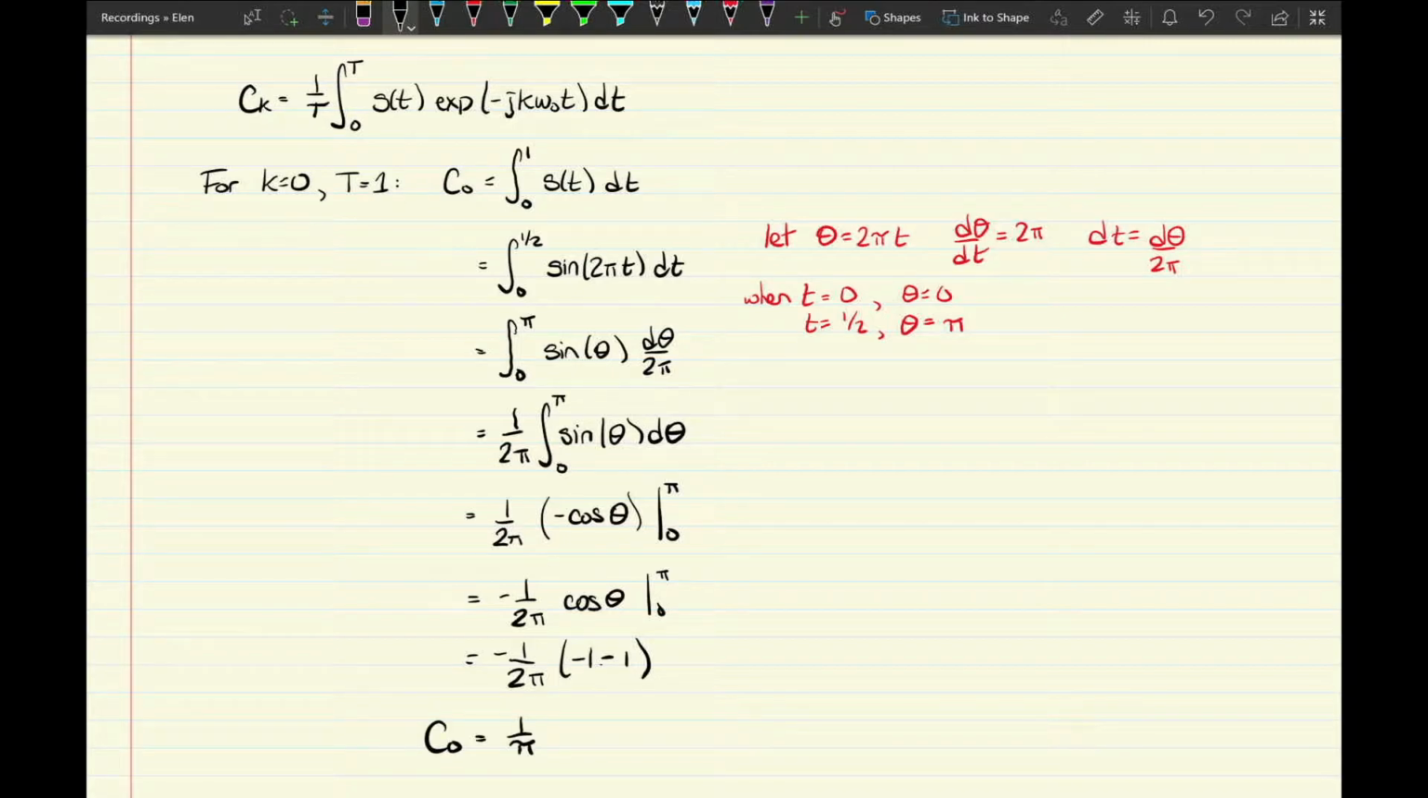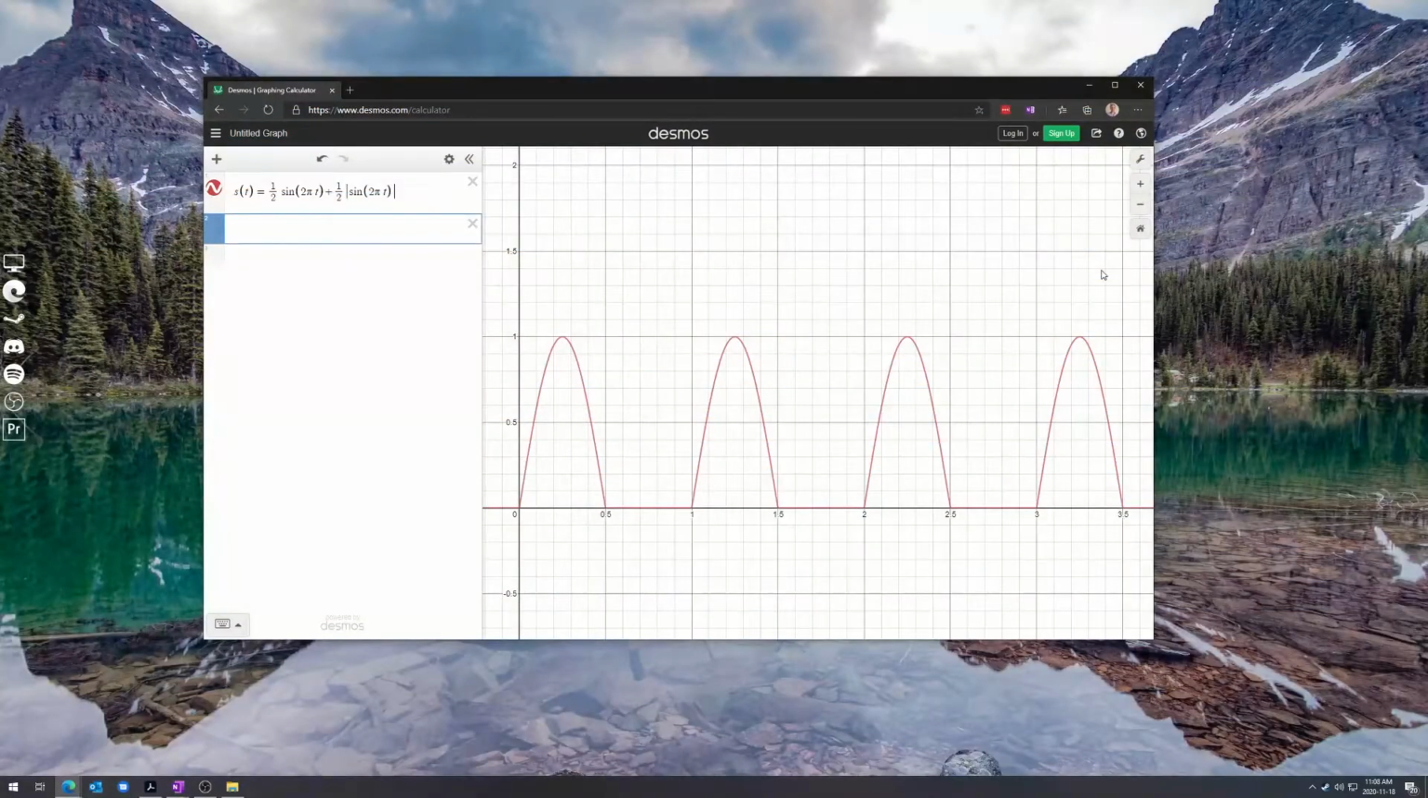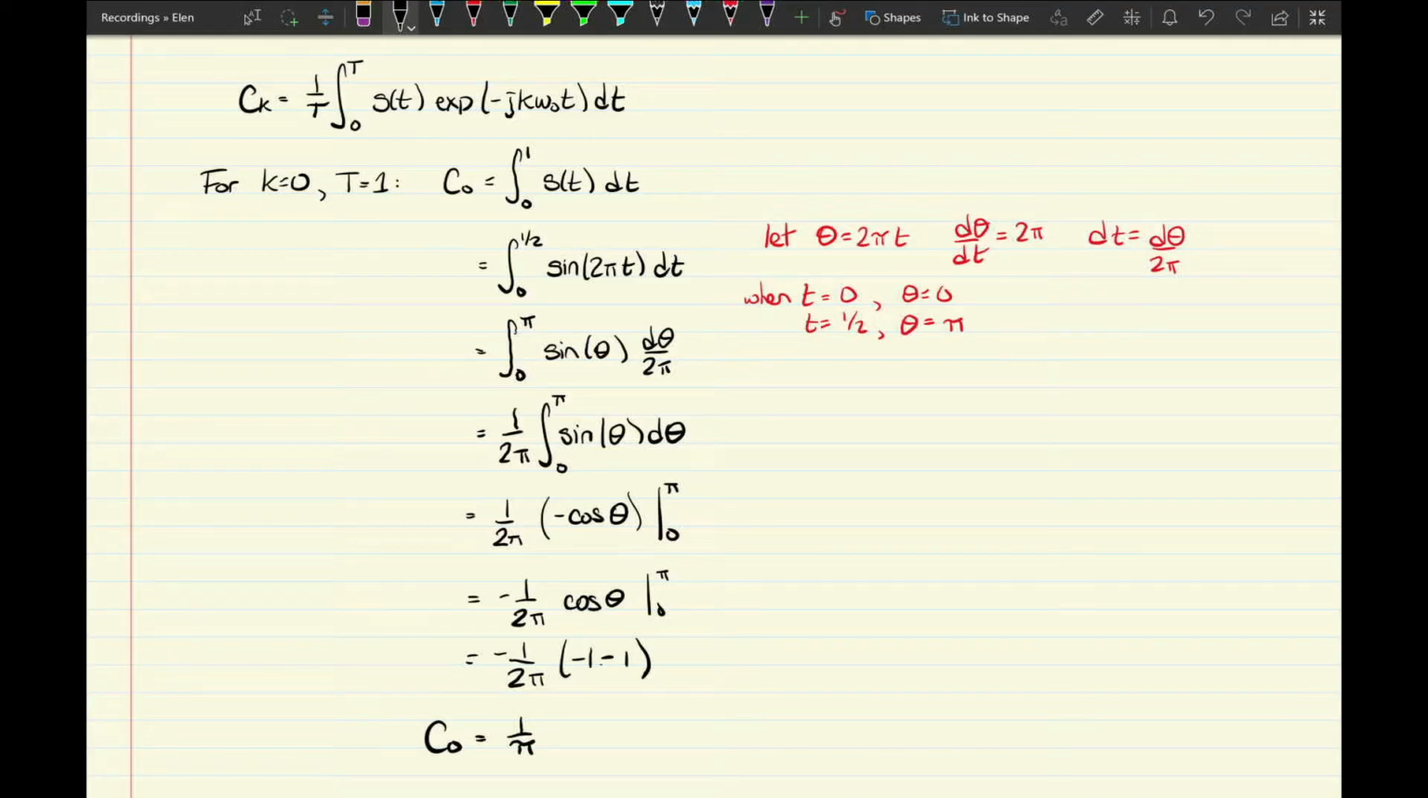And we can see if this makes much sense. We can turn back to Desmos here and plot the function f of t equals 1 over pi. And sure enough, that seems to look like the average value of our signal. Okay, now it's time to compute the Fourier coefficients for the harmonics, starting from k equals 1 going upwards. Let's take a look at that.